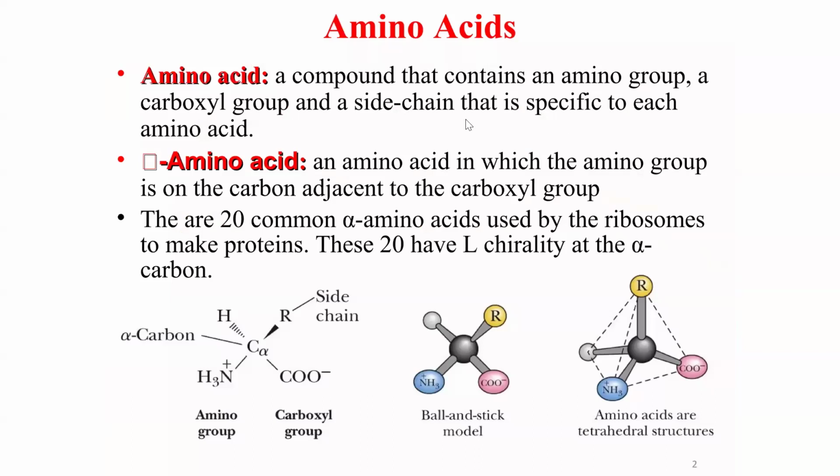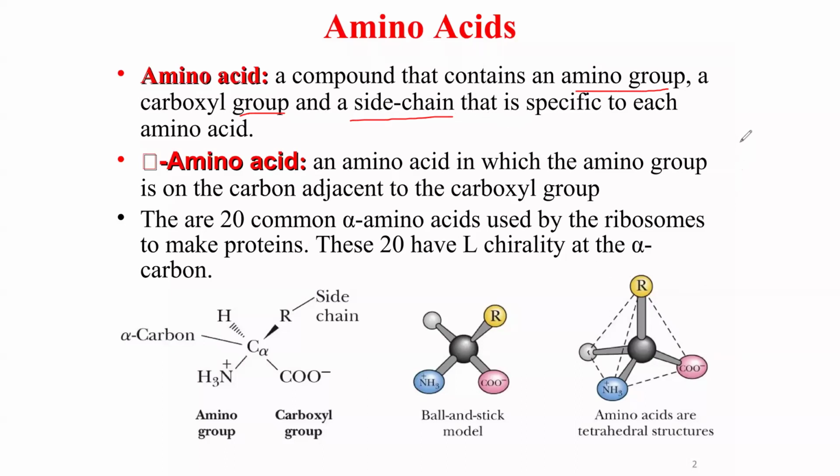We are now going to start with the amino acids. So what are amino acids? Amino acids are compounds that contain an amino group, a carboxylic group, and a side chain. Whenever we talk about amino acids, the first thing that will come into your mind is the structure of the amino acids. And you can't talk about the structure of amino acids without looking at the amino group, the carboxylic group, and the side chain. And this side chain is specific to each amino acid.